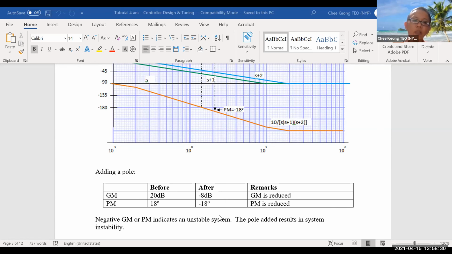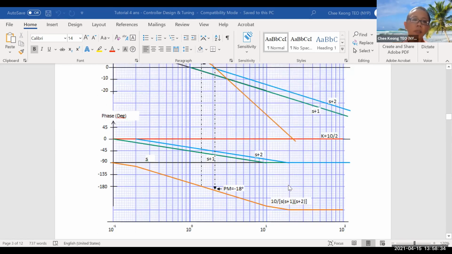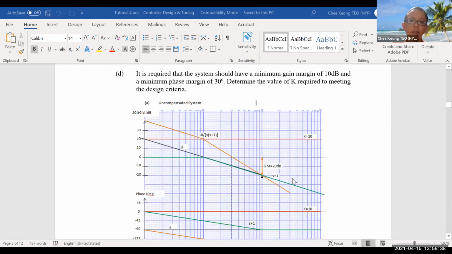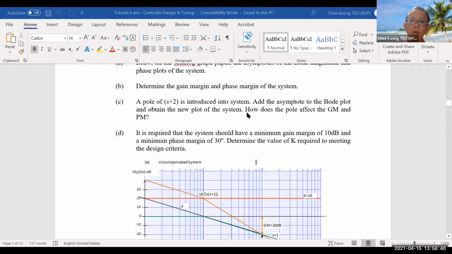So therefore, the new system is unstable after the pole is added into the system. Basically, you add an S plus 2 pole in the denominator, and it results in instability, right? So how does the pole affect the gain margin and phase margin? Basically, it reduces the gain margin and phase margin. And what is the net cost? Of course, the net cost is that it causes the system to be unstable.